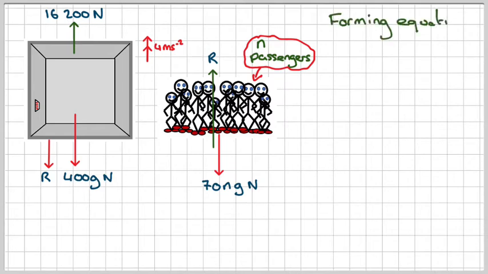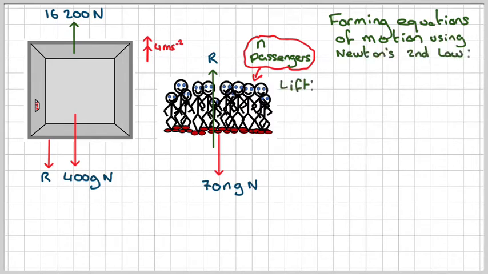So forming equations of motion using Newton's second law, F equals ma. For the lift, going upwards we're going to have 16,200. Going downwards, we're going to have the normal reaction R of these people standing on the lift, and the weight of the lift, which is 400g, and that's going to be equal to the mass of the lift, 400, times the acceleration, which is 4, going upwards.